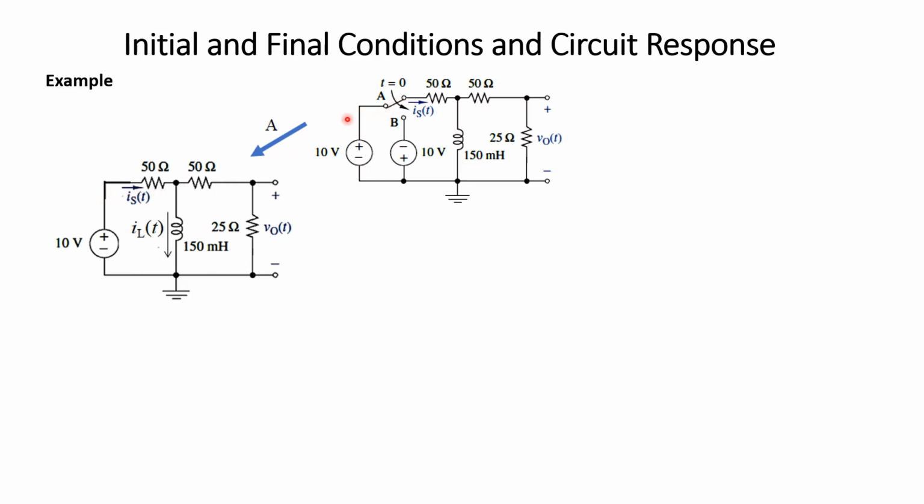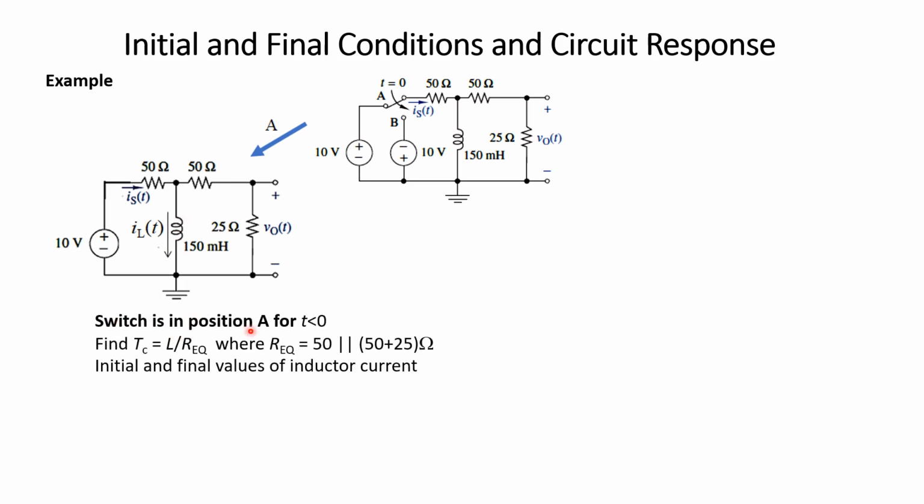Switch is in position A, this is disconnected as if nothing is over here. So I have shown this voltage source over here. Due to this, what will be the state of the circuit? Ultimately, we want to find the output voltage, but first we find the state variable, and the state variable of the inductor is IL. So first we will find what the response is.